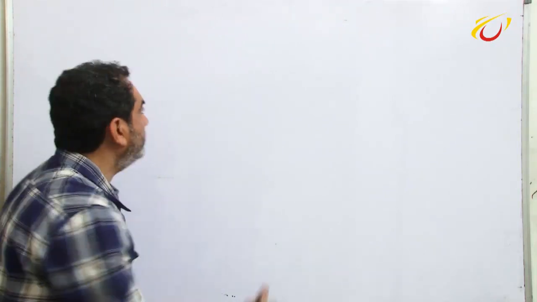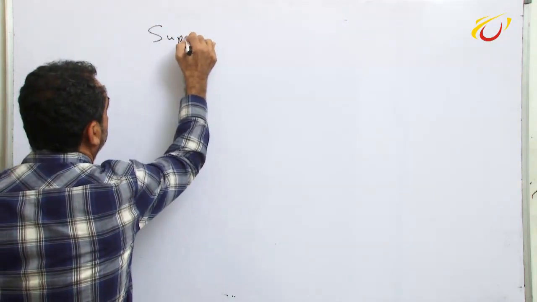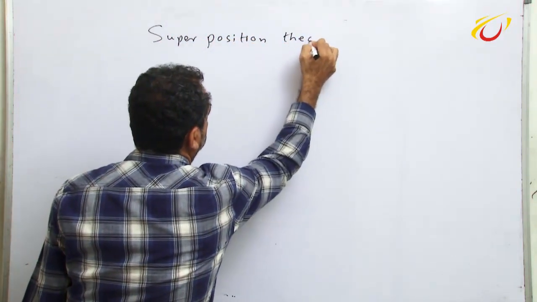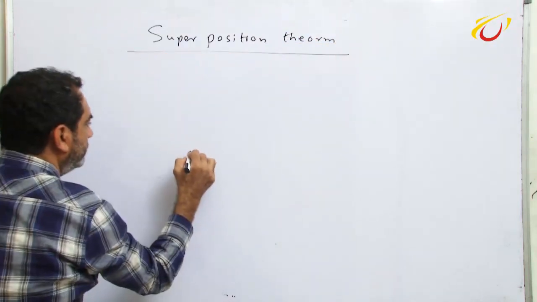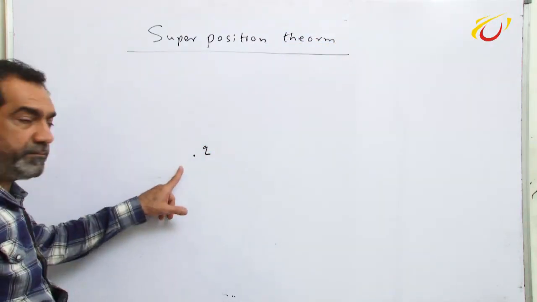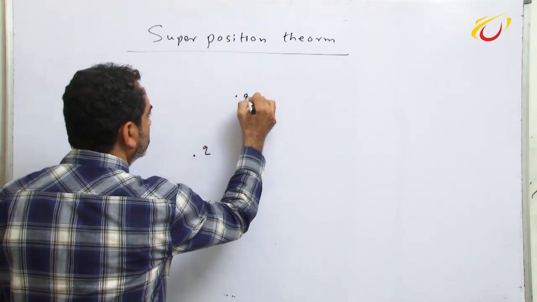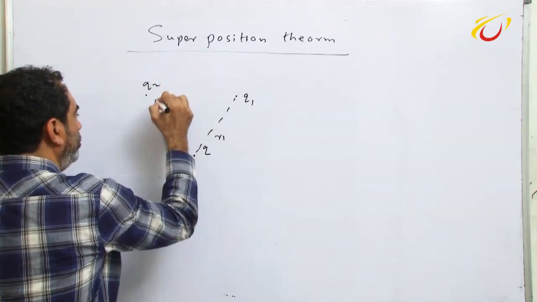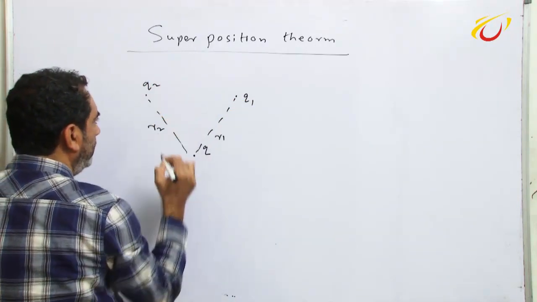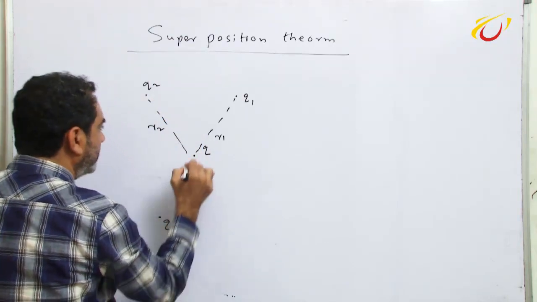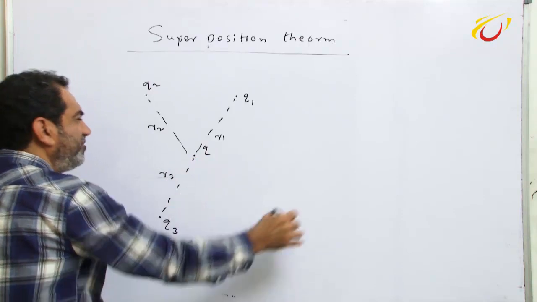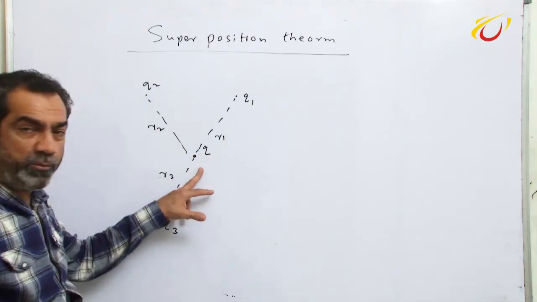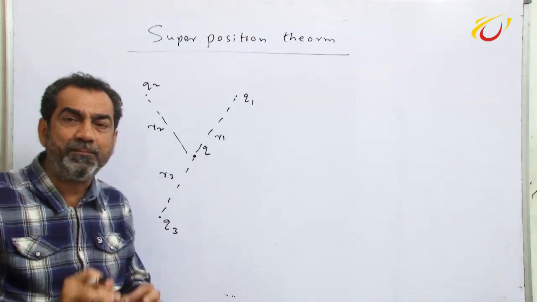Now we'll start the superposition theorem. What is that? Suppose I take the charge Q here. I have charge Q1 at a distance R1, charge Q2 at a distance R2, charge Q3 at a distance R3, and maybe there are many charges. No issue.